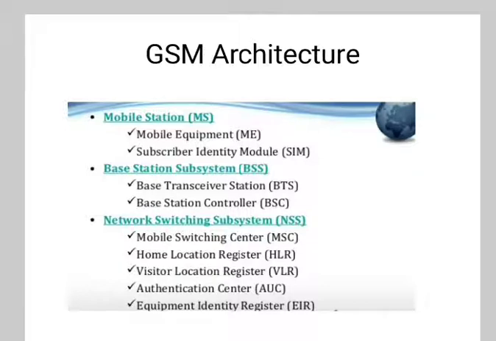So the mobile station has mobile equipment and subscriber identity module. The base station subsystem has base transceiver station and base station controller. The network switching subsystem has mobile switching center and home location register, visitor location register, authentication center and equipment identity register.